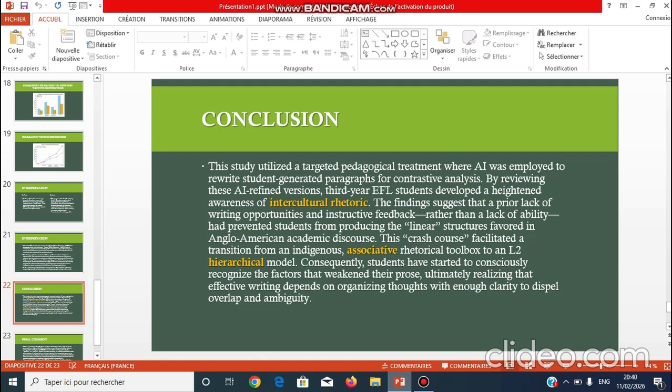This crash course facilitated a transition from an indigenous associative rhetorical toolbox to an L2 hierarchical one. Consequently, students have started to consciously recognize the factors that weaken their prose, ultimately realizing that effective writing depends on organizing thoughts with enough clarity to dispel overlap and ambiguity.